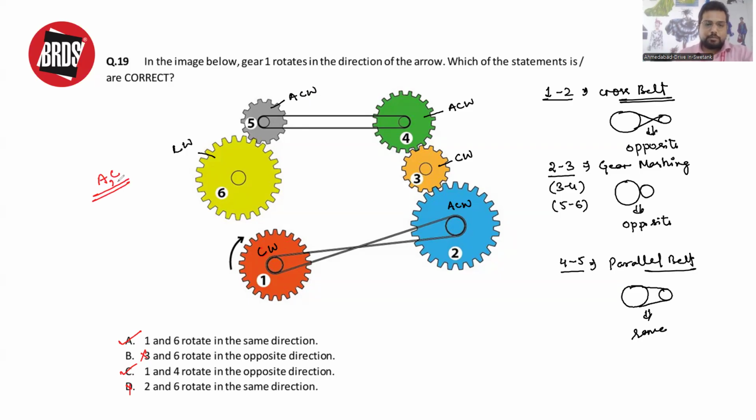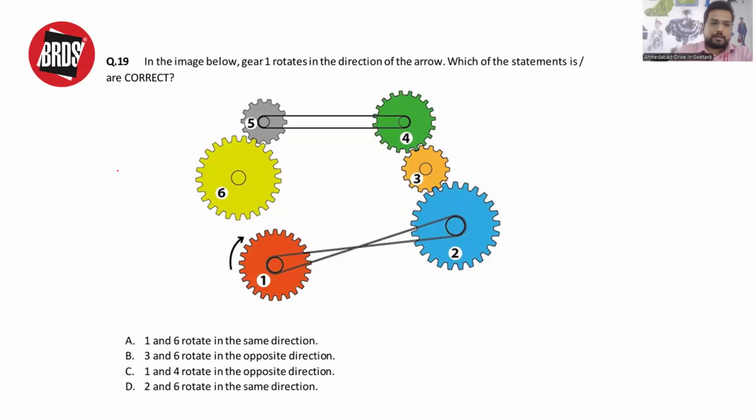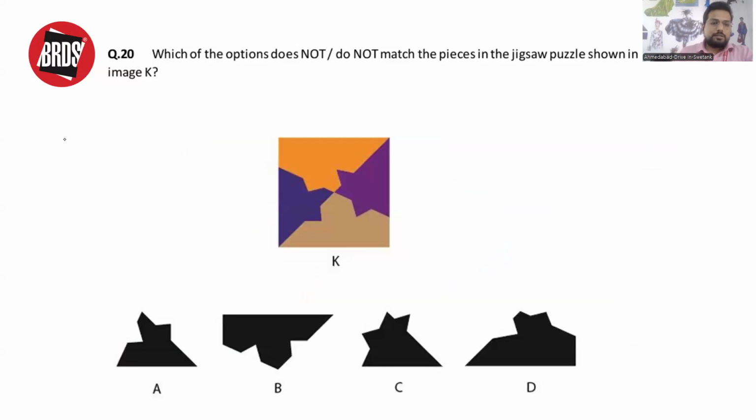Okay. So that would be the correct way of approaching the question, thinking about the gear mechanism and the way it changes its direction with every single connection. So that's how we can do the question number 19. Moving ahead on to the very next question, question number 20, which is about placing the puzzle pieces. And the question this time is saying does not. So remember this thing does not match. We have to identify. So if you will go for the option number A into this first one, you have to just simply look for this piece over here.